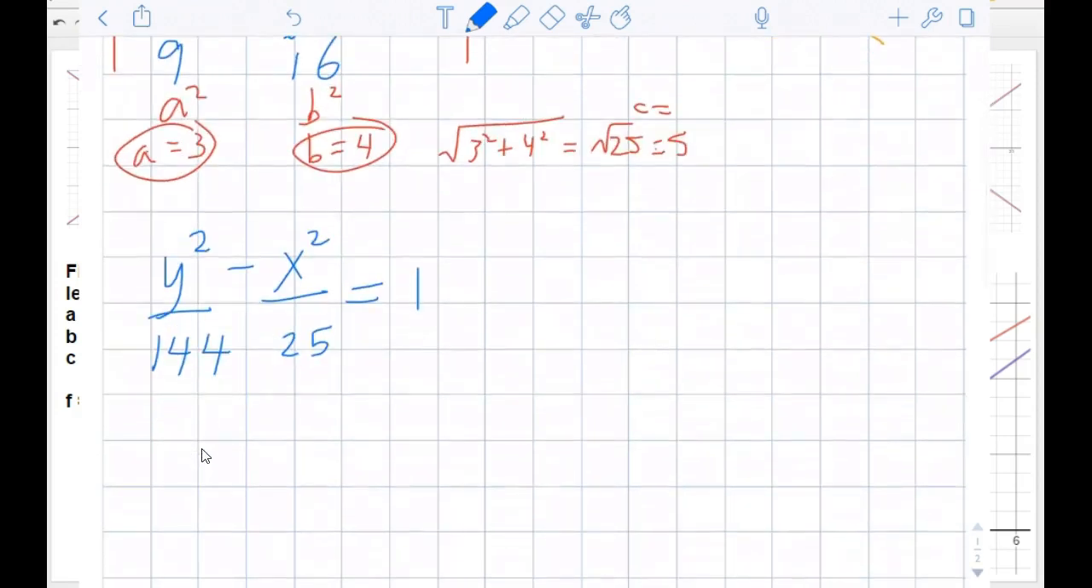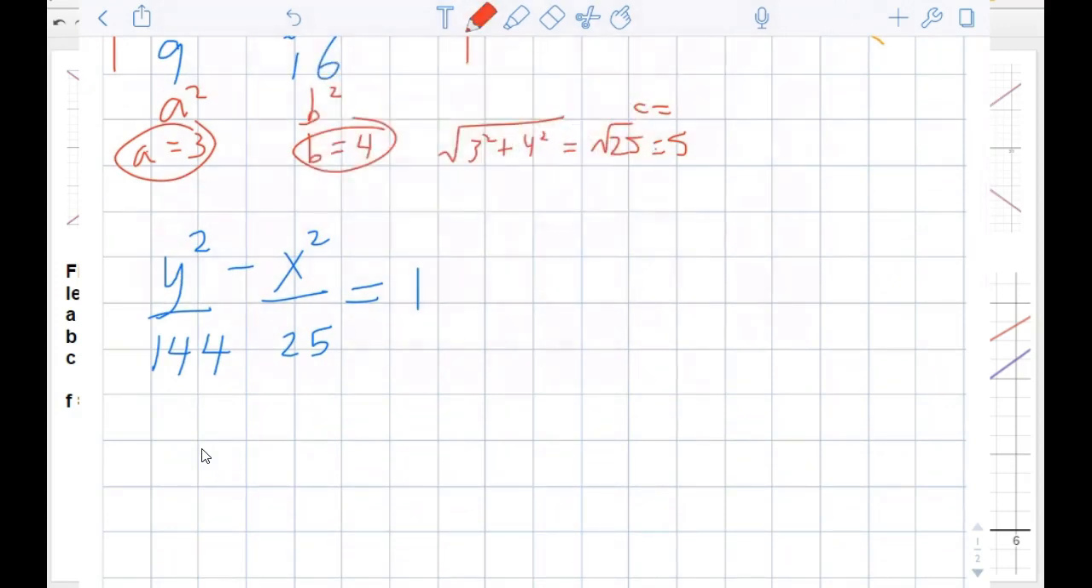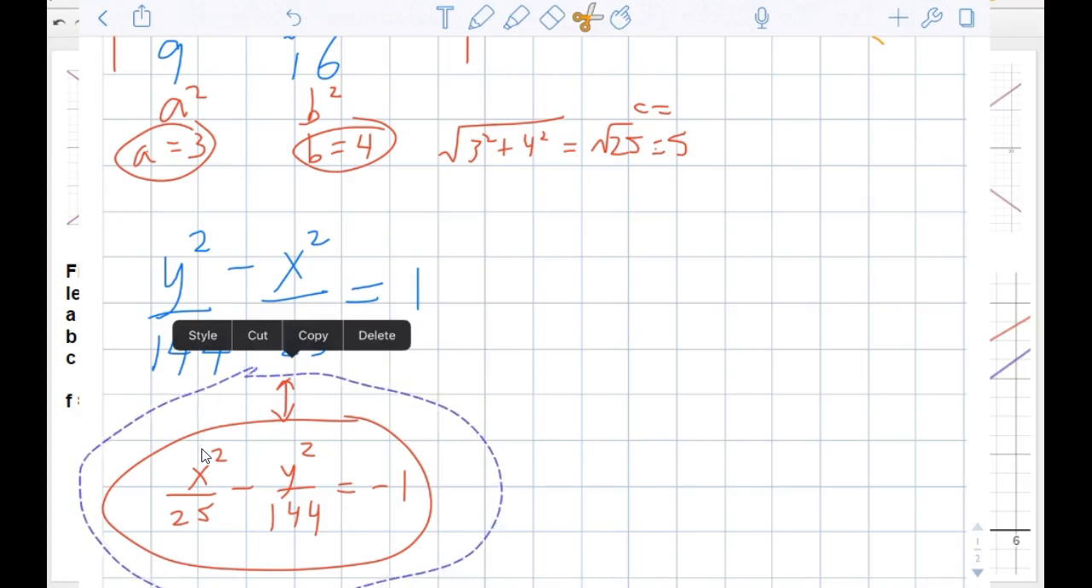This one here is a little bit different. Instead of x squared minus y squared, I have y squared minus x squared. Another way you might see it is x squared over 25 minus y squared over 144 equals negative 1. This is the exact same equation as that. I just multiplied both sides by negative 1. Okay? Now we're going to go back to look at this.